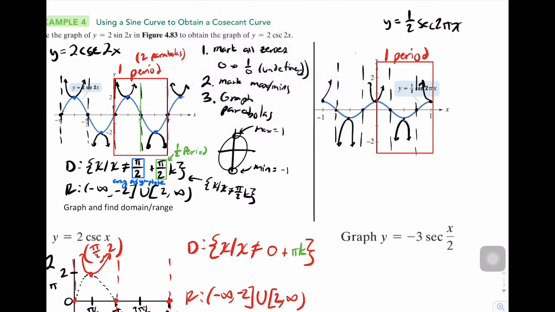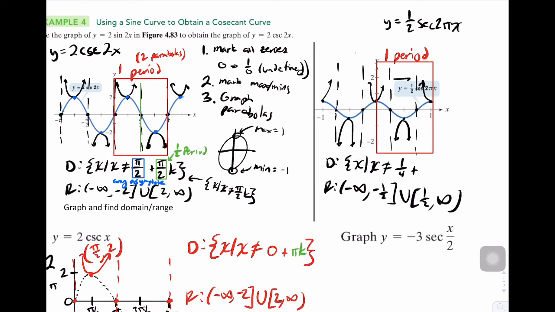Now for the domain and range, very, very similar. The range, that looks pretty easy. Let's do that first. -infinity to -1/2, inclusive, union 1/2 to infinity. The domain, I'm going to say all x such that x cannot be. Again, pick any asymptote. The first asymptote looks like it would be a quarter. So let's put x cannot be a quarter plus, and then half the period here, or this distance right there, that's 1/2. So I'll just write 1/2 k.